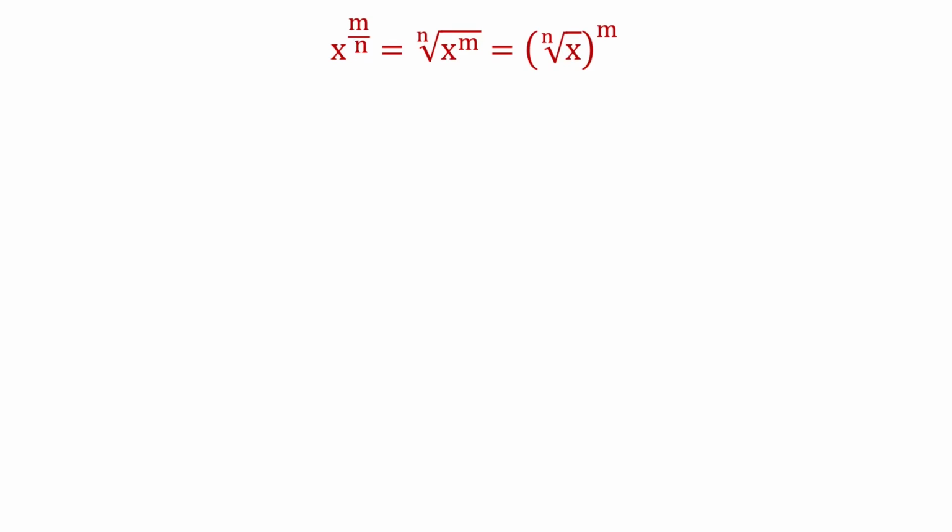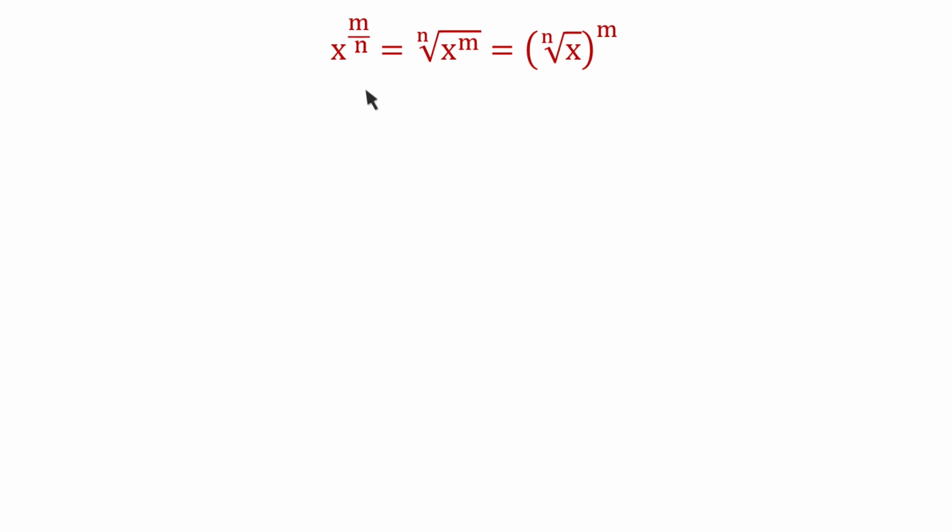Hello! In this video we will talk about fractional or rational exponents. What we have here is the definition of x to the power of m over n. This is an exponential expression where the exponent is a fraction. According to this definition, we can write it in radical form as the nth root of x to the m's power or the nth root of x all to the m's power.